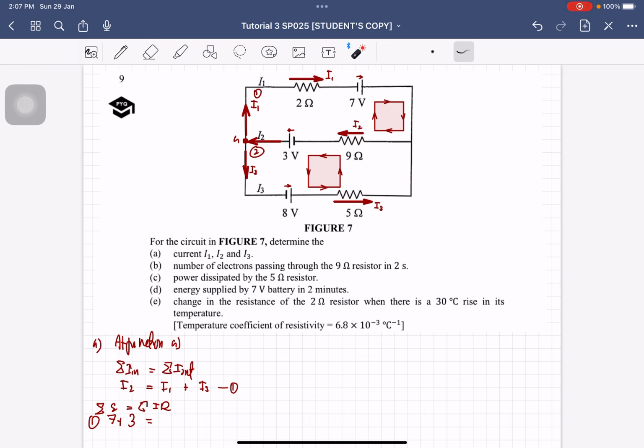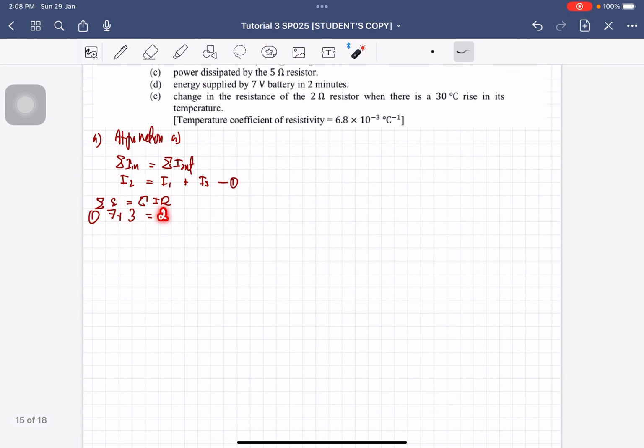Okay, so it's going to be positive 2 I1 because it's following the direction of the loop. Similarly, for the 9 ohm resistor, it is following the direction of the loop as well, so it's going to be 2 I1 plus 9 I2. So this is going to be 10 equal to 2 I1 plus 9 I2. So this is our second equation.